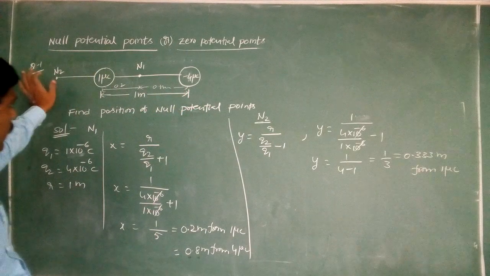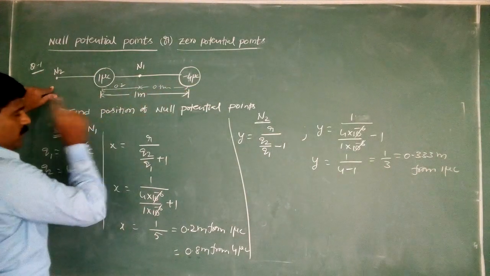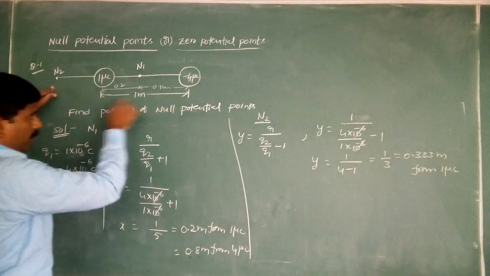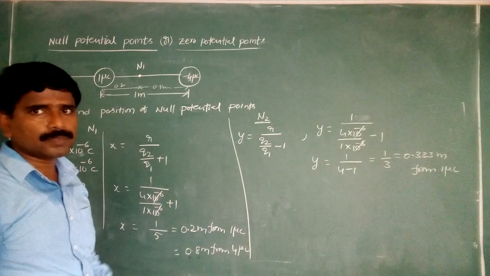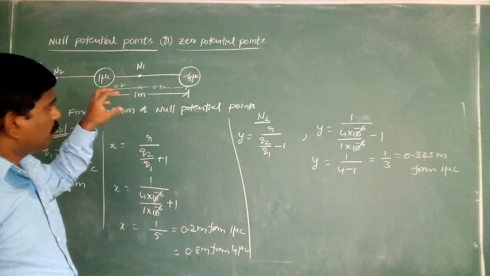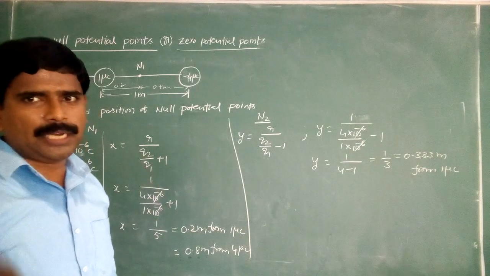In a similar manner, N2 is equal to this one plus this one. If they want to find it from this one, take 1 meter plus this distance, whatever the value may be. So by using these expressions, we can directly find the null potential points.